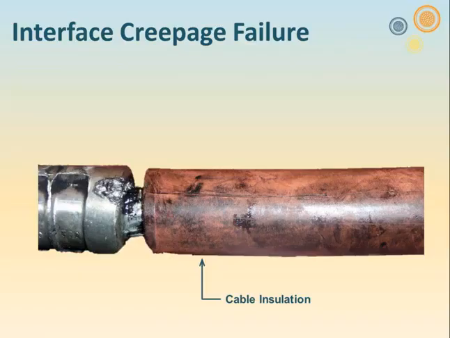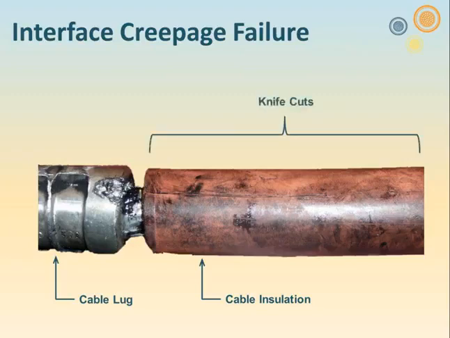So, what does an electrical issue look like? Well, here's a piece of cable. There's the cable insulation you can easily see. Here's the cable lug, and this came out of a T-body. You can see the knife cuts all along the surface here. And those knife cuts caused what we call an electrical creep down through the knife cuts, and the fault current came over here and eroded the surface.